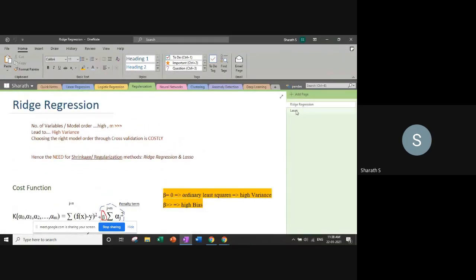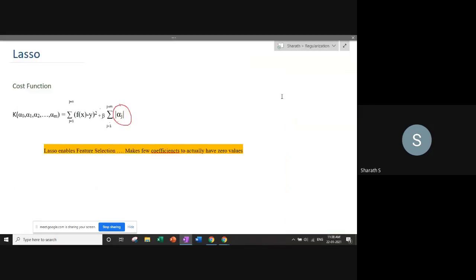Yeah. So another technique is known as lasso. It's very similar. You still have the same f(x) minus y the whole square, which is the ordinary least squares. Again, you have the beta term, summation term, but instead of alpha square, you just have the modulus of alpha here. So this has an interesting feature in the sense that while ridge regression, which is alpha j square, will reduce the value of the coefficients towards zero, but it will not make it exactly zero. What is the problem?